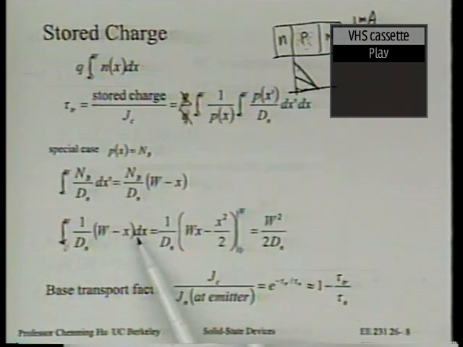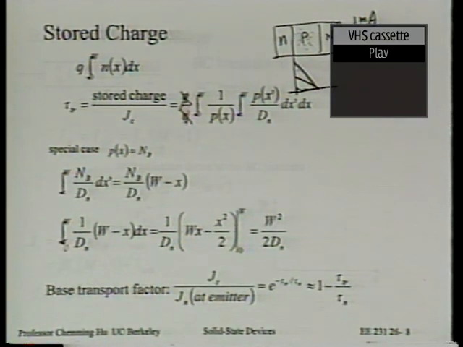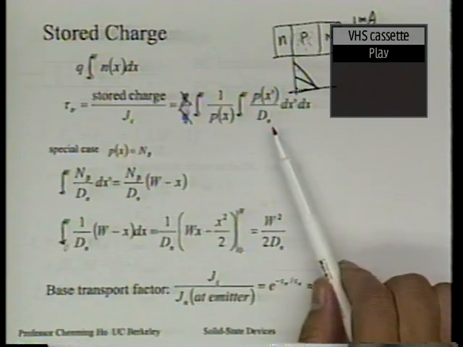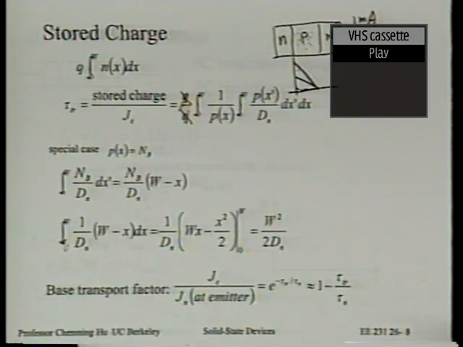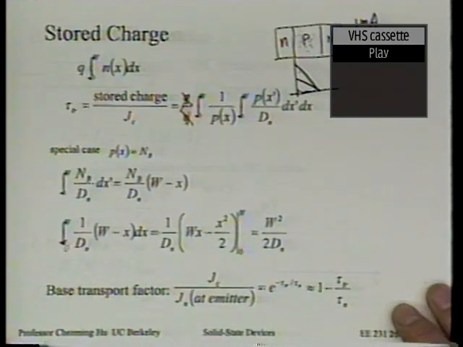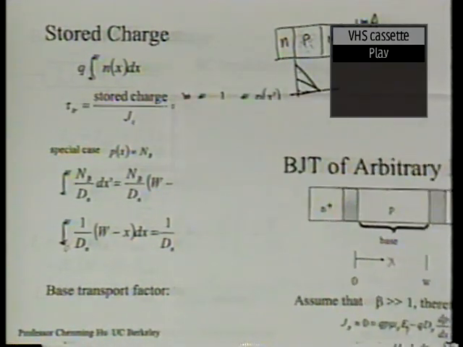So what do we get there? We get 1 over dn, wx minus x squared over 2. Take my word for it. You end up with w squared over 2dn. Now, some of you may remember that is what the uniform base transit time is. This is a simple trivial case for using these. So if you have any other kind of doping profile, you'll be able to estimate what that transit time would be. Okay? All right.